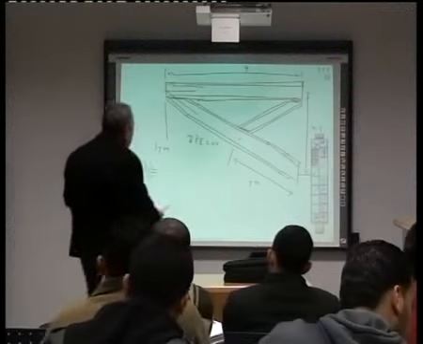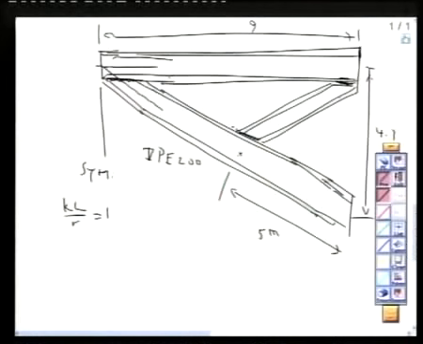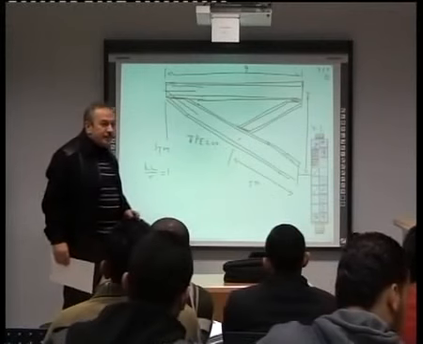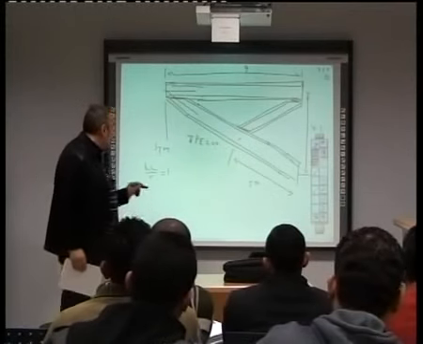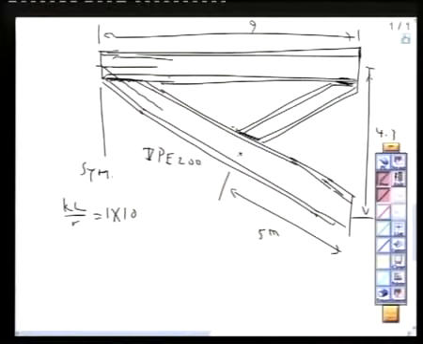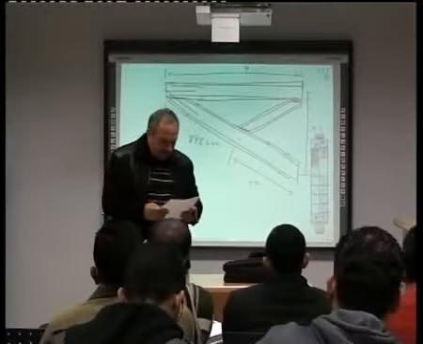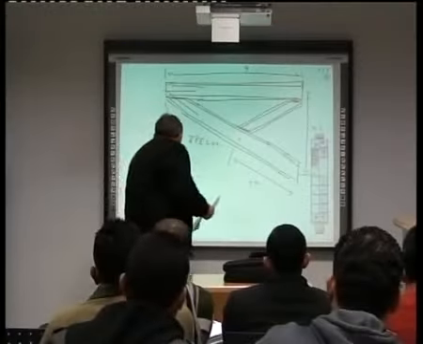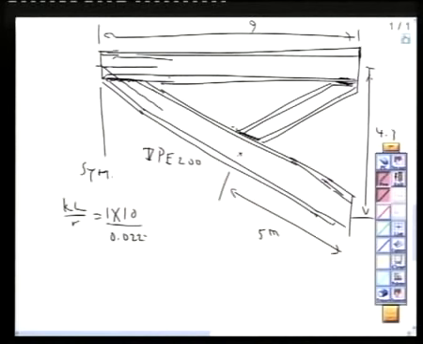Now, K equals 1, but now, instead of L being 5 meters, now L is 10 meters. Because if it's going to buckle this way, it will buckle about which, major axis or minor axis? Minor axis. So we have 1 by 10 over r, where r, we can get it from the program to be 0.0223.